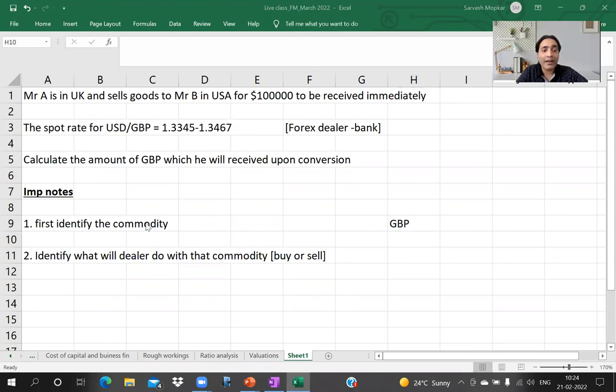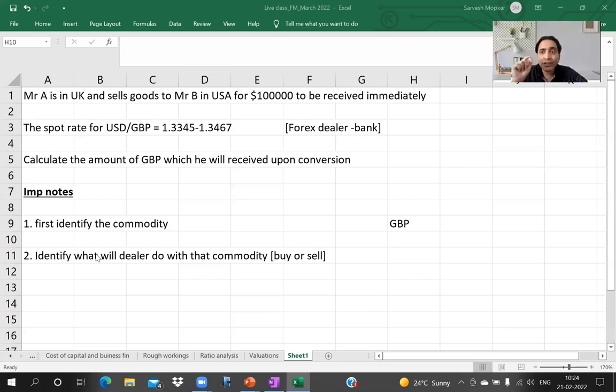Step two, identify what the dealer will do with that commodity. Whenever the bank and Mr. A meet for conversion, converting these $100,000, what will the dealer be doing?